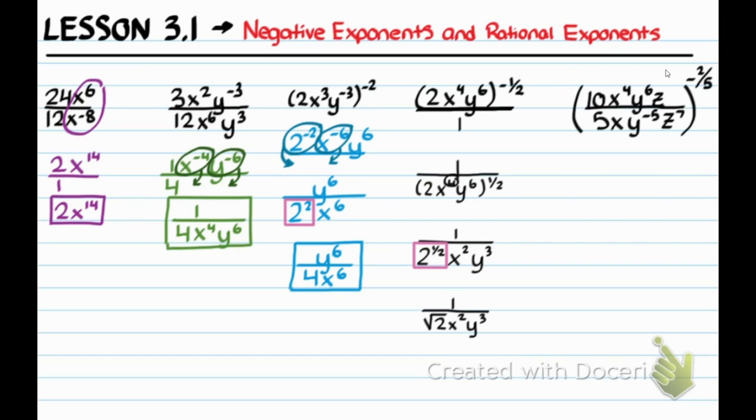And I'm going to bring another concept into this because if we wanted to rationalize the denominator, we would multiply the numerator and denominator by rad 2. And then your final answer for this would end up being radical 2 over, remember a radical times itself is just the number underneath, so 2x to the second and y to the third. That would be your final answer.